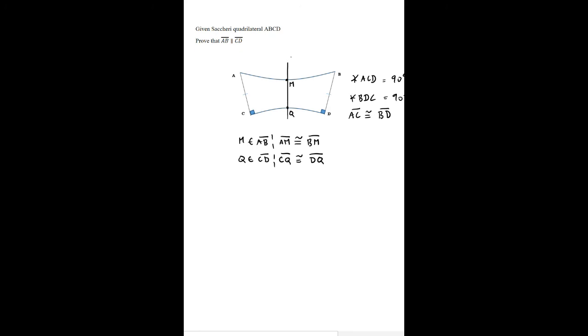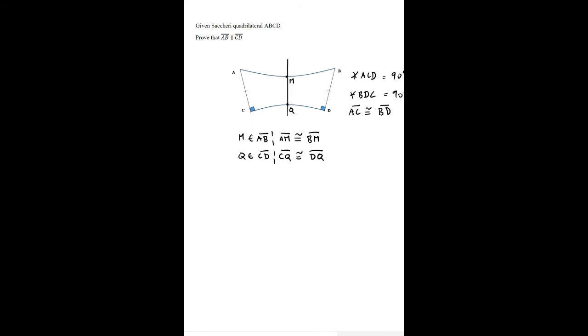Okay. And we're going to make use of the inverse of the alternate interior angles theorem. The theorem says that as long as I have two lines cut by a transversal that create congruent alternate interior angles, both my lines are going to be parallel. Therefore, if we can prove that these two angles are congruent to each other, we're going to prove that the base and the summit are parallel.